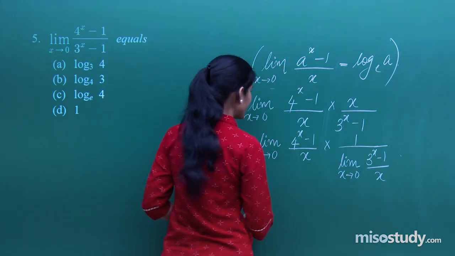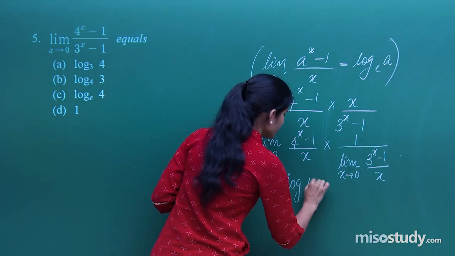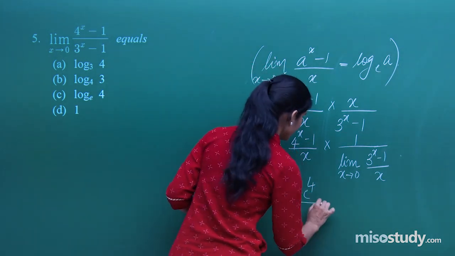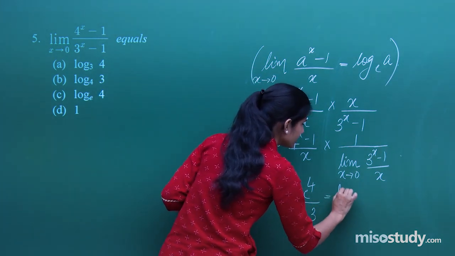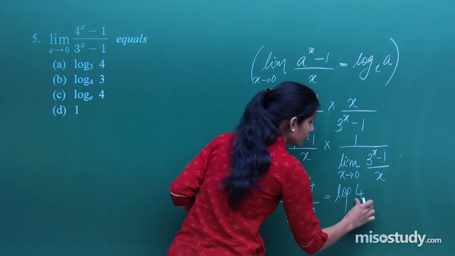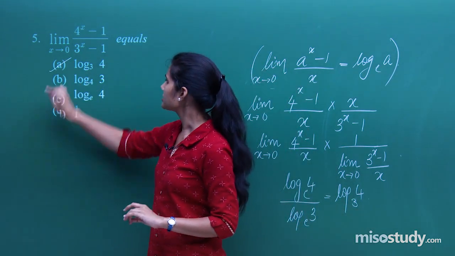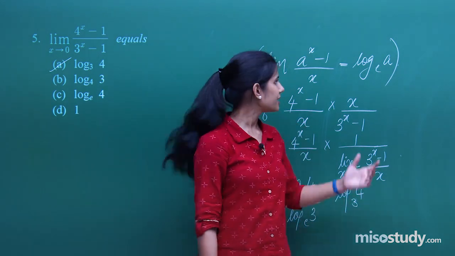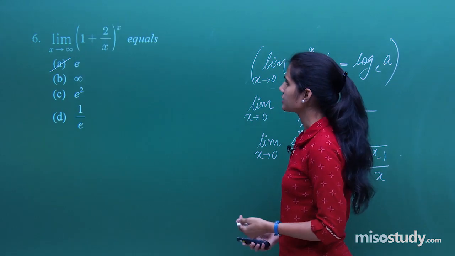And therefore what I get is, this is log 4 to the base e divided by log 3 to the base e, which is nothing but log 4 to the base 3, and that is your answer. Clear application of this result. Fine, just a bit of manipulation and you have your answer.